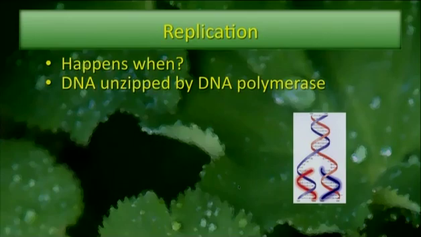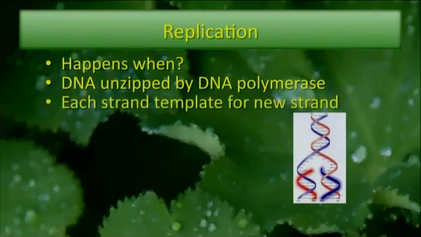Remember that DNA is double-stranded, so each strand can serve as a template for a new strand. That makes complete sense, because if you know the sequence of bases on one strand, you would know the sequence of bases on the other strand, because A always pairs with T and C always pairs with G. So the old strand has all the information to build a new strand.